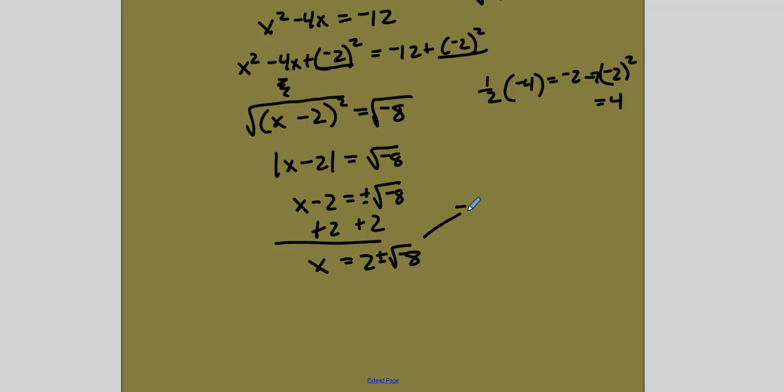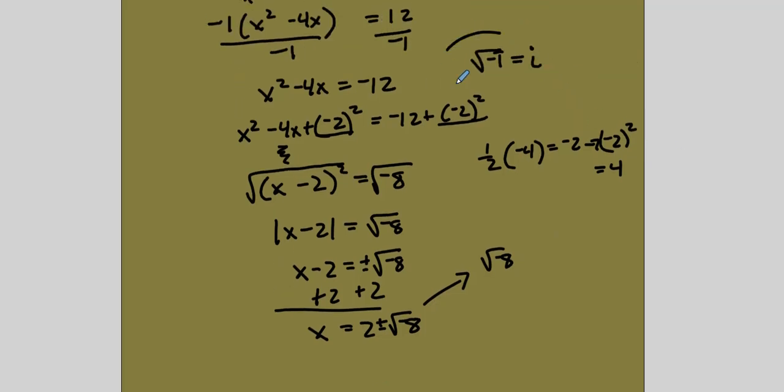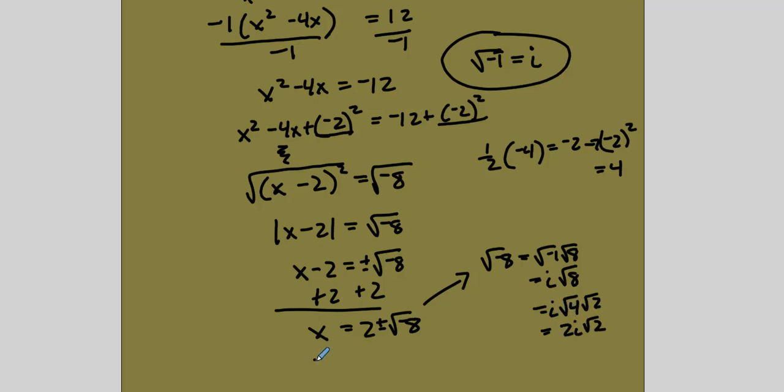So how do we handle this? Well, we're not going to get into detail yet, but the square root of -8, because we defined i to equal the square root of -1, I can write the square root of -8 as the square root of -1 times the square root of 8, and the square root of -1 is defined to be i, so I have i square root of 8. But the square root of 8 can be written as the square root of 4 times the square root of 2, because 4 is a perfect square. So this becomes 2, so I end up with 2 times i square root of 2. So my solution is 2 plus or minus 2i square root of 2.